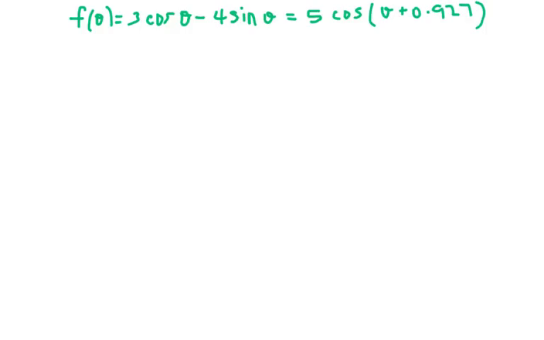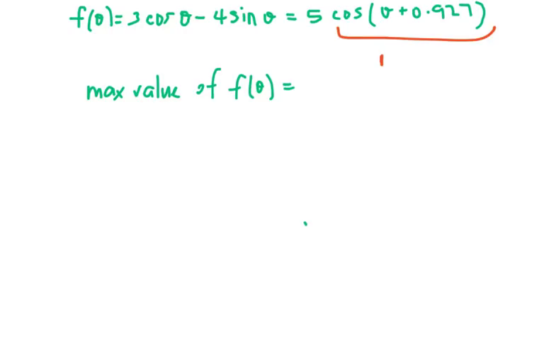The maximum will occur when cos of theta plus 0.927 is equal to 1, because that's the maximum value of a cos function. So therefore, the maximum value of f of theta will be when 5 is multiplied by the max of this cos function, which is 1. So therefore, our answer is 5.